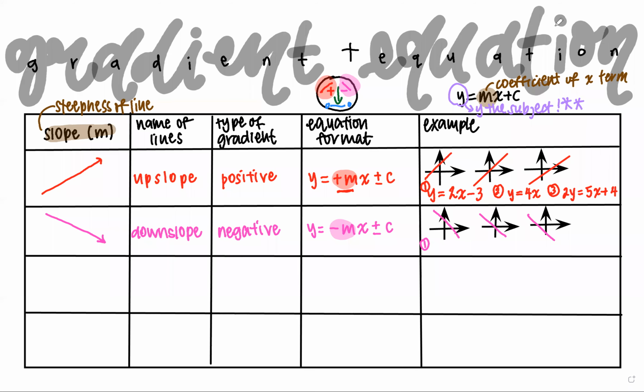So the 3 examples will be: y is equal to negative half x minus 3. Even though it's a fraction, it is acceptable. Next will be 2y is equal to negative 5x plus 2. And the last one will be y is equal to negative x. Can you see that? Y is equal to negative x. All right, so now you can take a picture and send it to me for me to check.